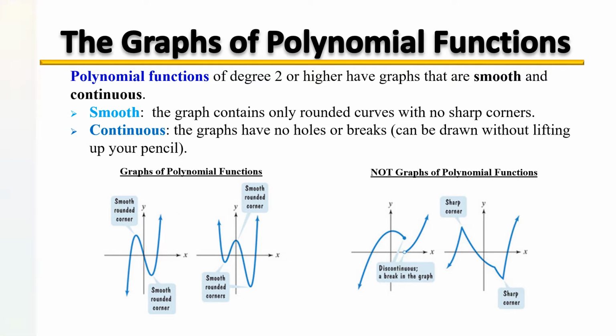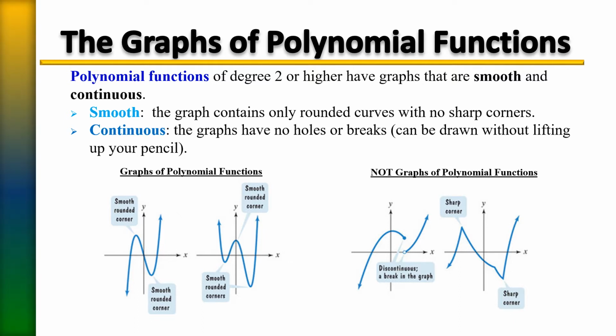Let's talk about the graph of a polynomial function. Polynomial functions of degree 2 or higher will have graphs that are smooth and continuous. Smooth meaning the graph will contain only rounded curves, no sharp corners, as you see in the second figure or second demonstration there of polynomial graphs.